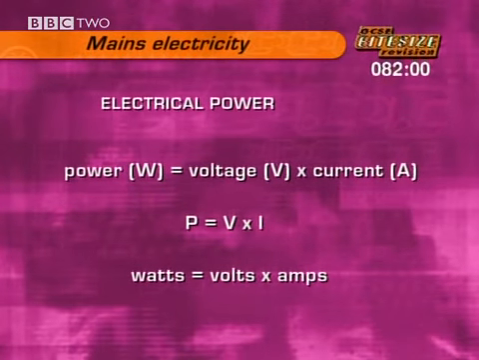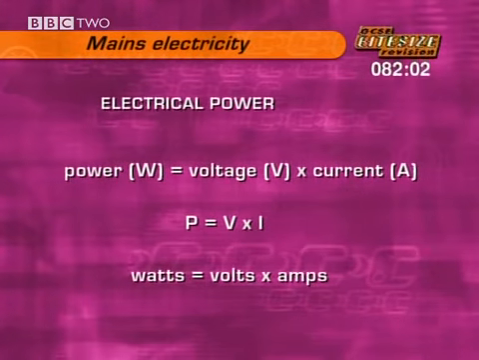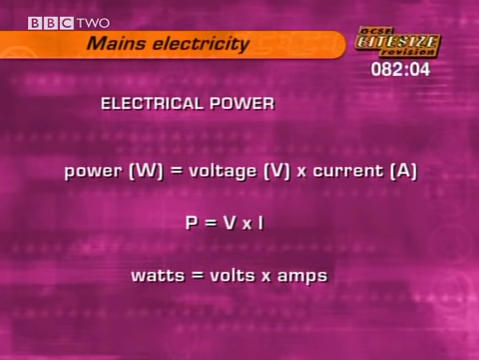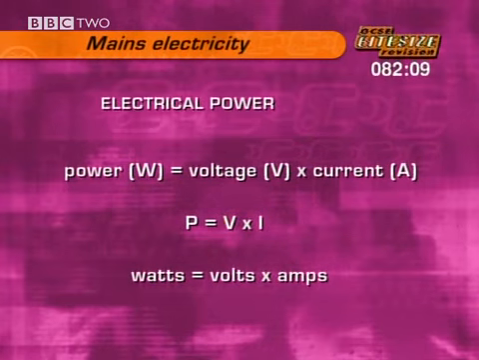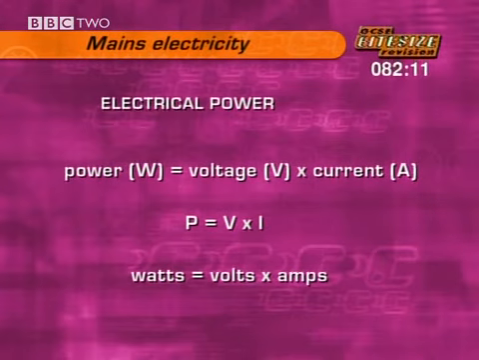Power in watts equals voltage in volts times current in amps, or P equals V times I. Just like Ohm's law, if you know any two of these, you can work out the third.